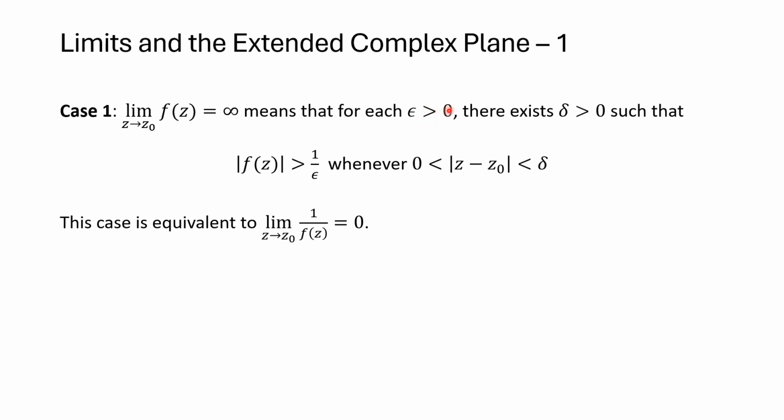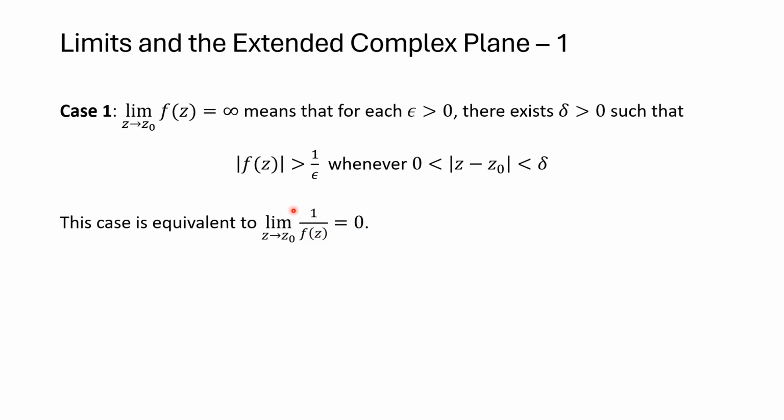For every epsilon greater than 0, there exists a delta greater than 0 such that the modulus of f of z is greater than 1 over epsilon whenever the modulus of z minus z sub 0 is less than delta and greater than 0. The idea is that you can take epsilon as small as you like, and f of z will always be bigger than that given some disk about z sub 0. And that's equivalent to the limit of z approaching z sub 0 of 1 over f of z equals 0.